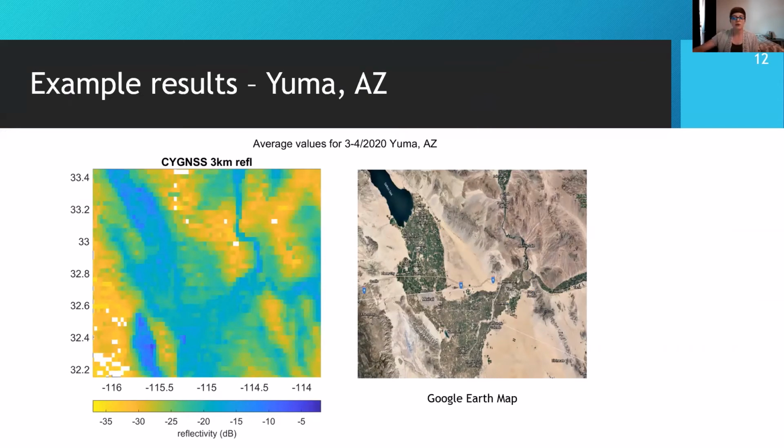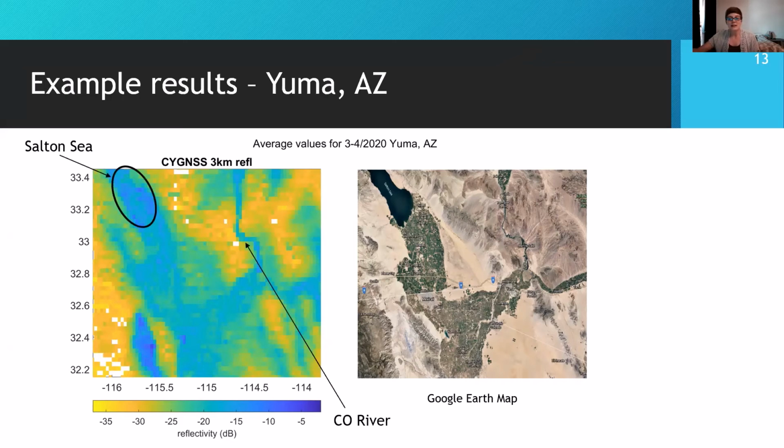This is the same Google Earth map that I showed on the first slide, but here the map on the left is displaying Cygnus reflectivity values at the 3-kilometer scale. The color bar shows that dark blue is the highest reflectivity in decibels, where higher reflectivity correlates to higher moisture content.